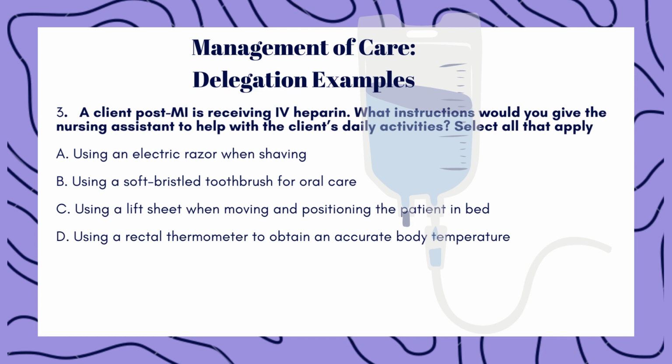You'd want to use a soft bristle toothbrush, not a hard toothbrush. So B is correct. And then C, when the patient has to be positioned in bed, you want to use a lift sheet. You don't want to be too rough with them because they're at enhanced risk of bleeding and bruising. And all A, B, and C are within the scope of a nursing assistant. There is no assessment there. There is no medication giving. It is kind of just helping the client with the daily activities. So good job.